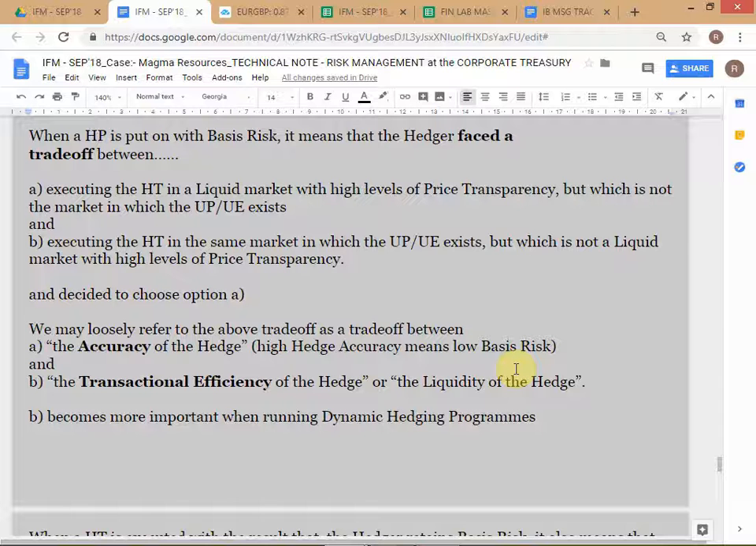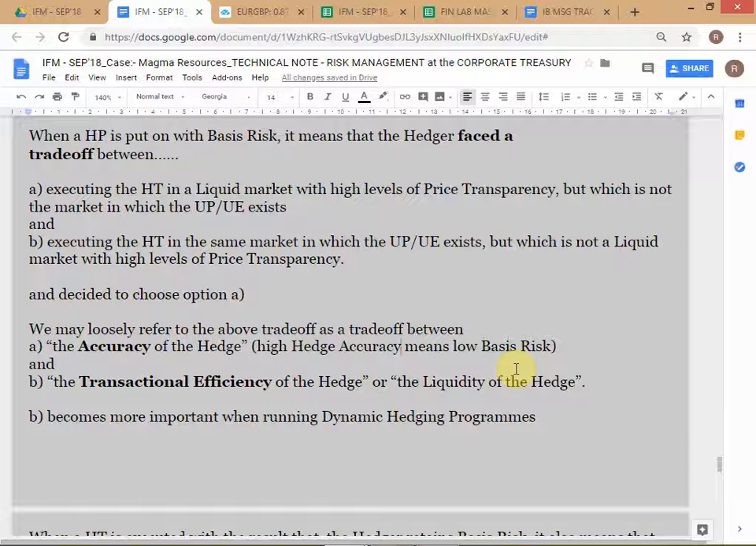If you want a more accurate hedge, only in this airline, jet fuel, crude oil context that we are discussing, we are using this context to bring out this idea. This problem may exist in many other contexts, but we are using this particular context to bring out the difference. So the trade-off, now everybody knows what a trade-off is. If you want something, you have to give up something else. You can't have both. Sacrifice.